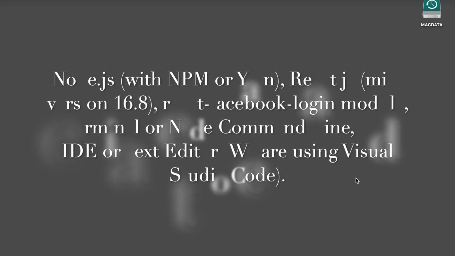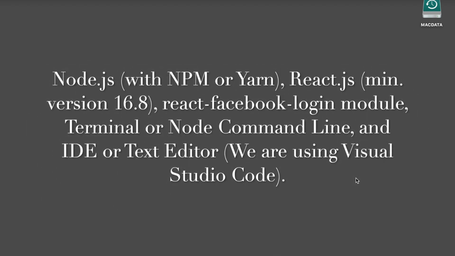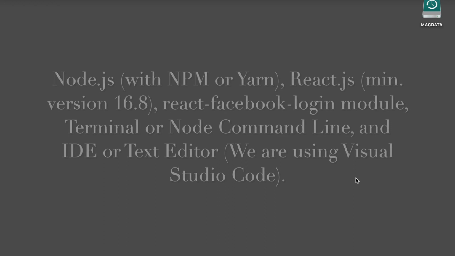The following tools, frameworks, and modules are required for this tutorial. Node.js with npm or yarn. React.js minimum version 16.8. React Facebook login module. Terminal or Node command line. An IDE or text editor. We are using Visual Studio Code. Before going to the main steps, make sure you have installed Node.js and can run npm or yarn. To check them, type these commands.